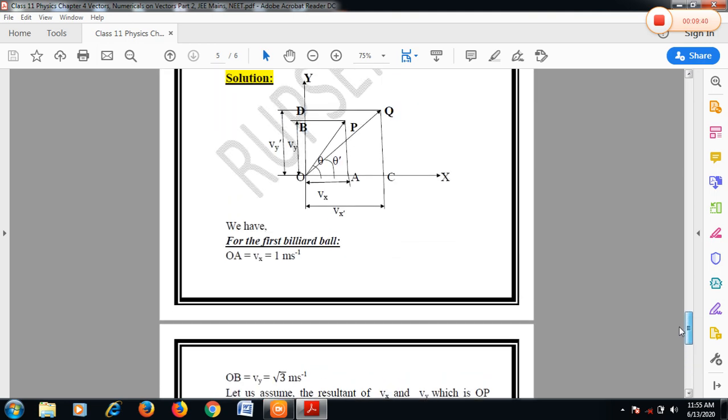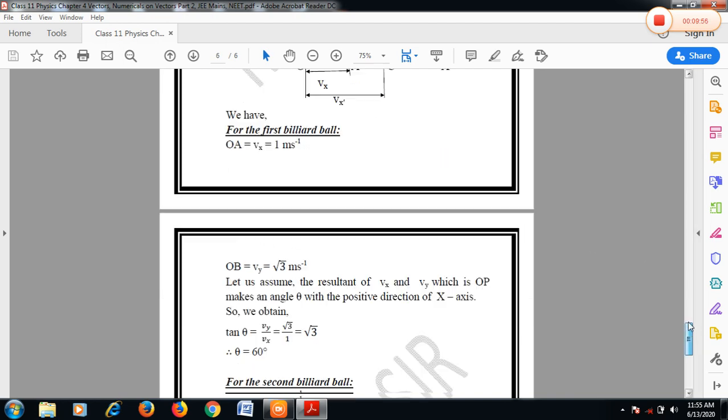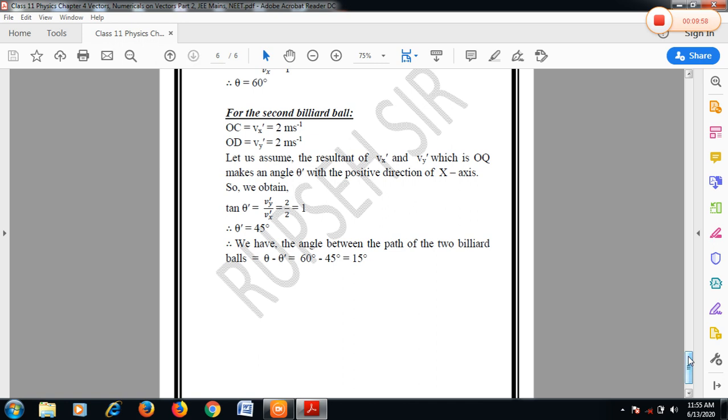Here we have theta equals 60 degrees and theta prime equals 45 degrees. So what is the angle between them? We need to find that. The angle between the paths of the two billiard balls equals theta minus theta prime equals 60 degrees minus 45 degrees equals 15 degrees.